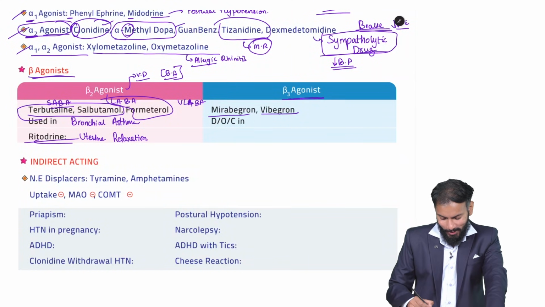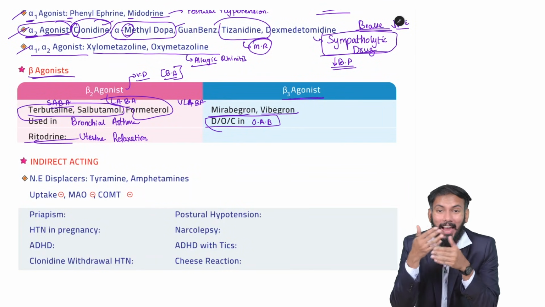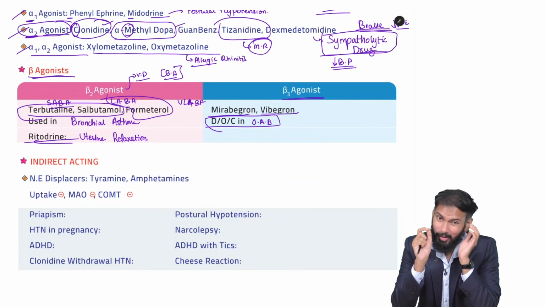It is the drug of choice in overactive bladder. What is the drug of choice in overactive bladder? With dementia, mirabegron. Anti-muscarinic drug: trospium. If trospium is not there, next, solifenacin, darifenacin. This is what I want you to remember. This concept is really important.